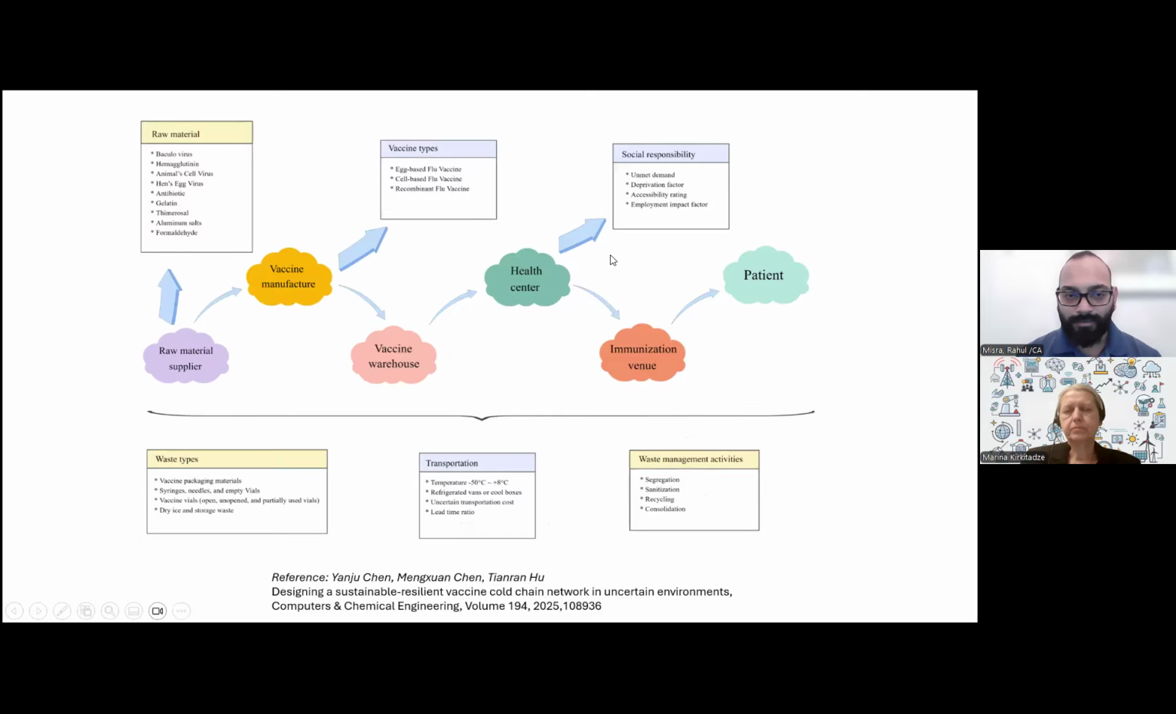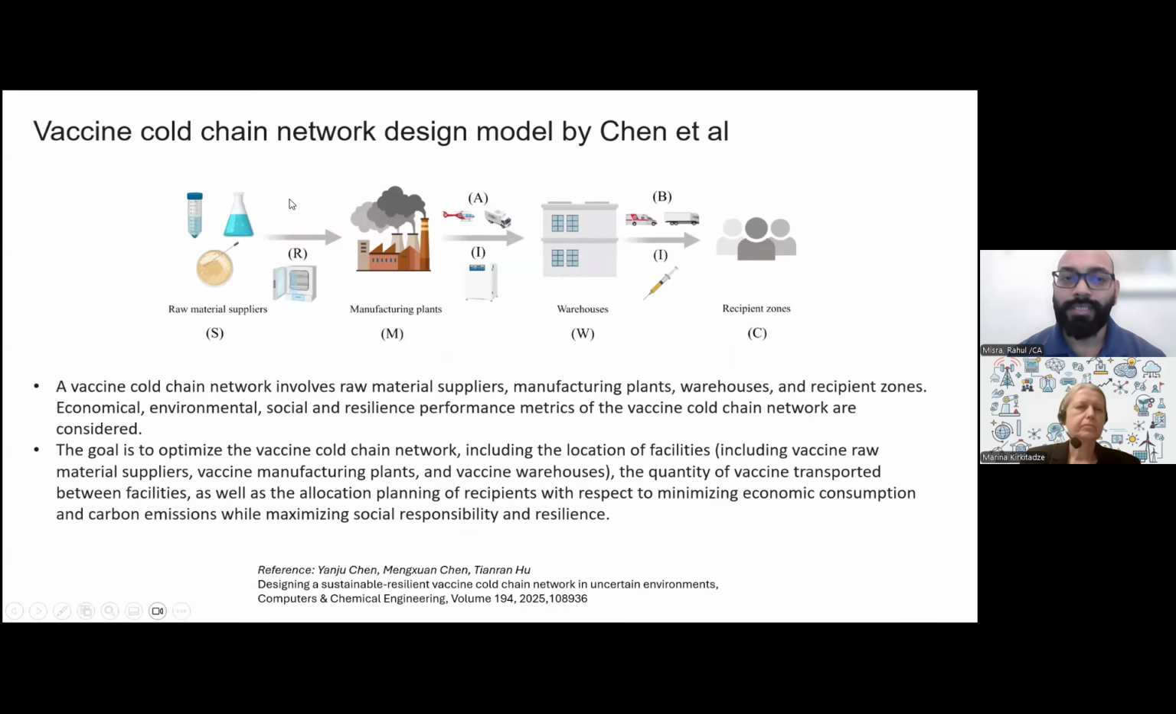Based on this whole scenario, they came up with the vaccine cold chain network design model. They developed a model by considering all these factors. I found it very interesting, so I thought to share it here. Of course, it is a very mathematical model, but it could be very useful for your viewers to refer to this paper and get a deeper understanding. But I will try to bring something very basic about this model, what they are trying to do, and what they came up with.